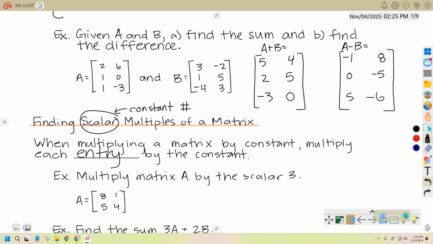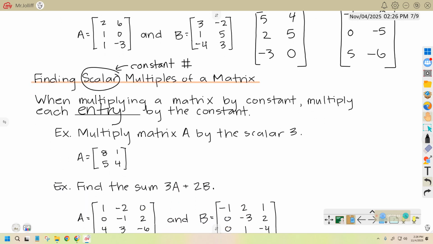Pretty straightforward, yeah? So for example, I have the matrix A: 8, 1, 5, 4. I want to find 3A. So all I am going to do is take every number in matrix A and multiply it by 3. 3 times 8, 3 times 1, 3 times 5, 3 times 4.